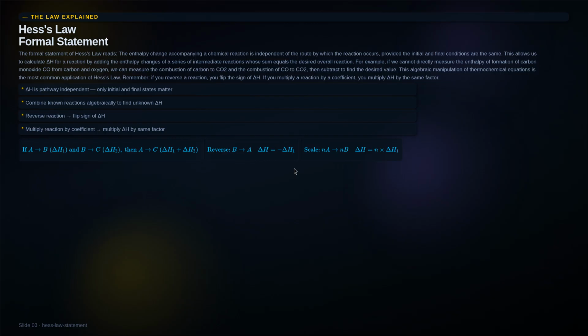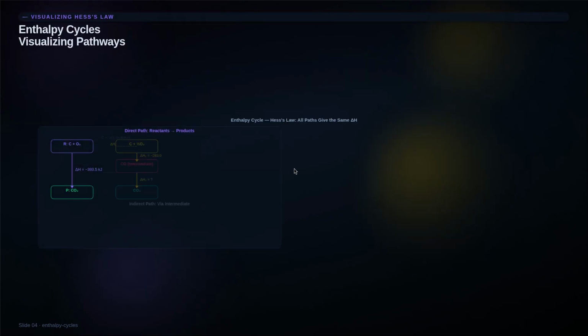For example, if we cannot directly measure the enthalpy of formation of carbon monoxide from carbon and oxygen, we can measure the combustion of carbon to CO2 and the combustion of CO to CO2, then subtract to find the desired value. Remember these 3 rules. If you reverse a reaction, you flip the sign of delta H. If you multiply a reaction by a coefficient, you multiply delta H by the same factor. And if you add reactions, you add their delta H values.